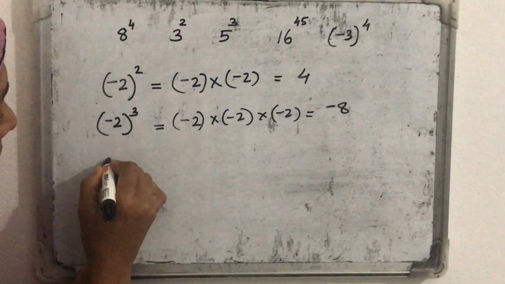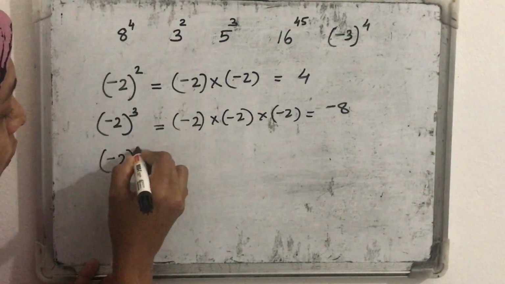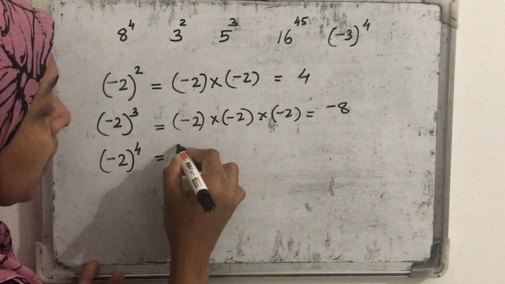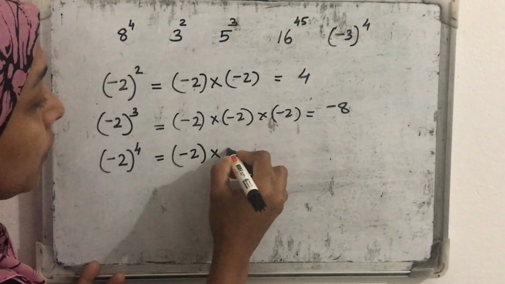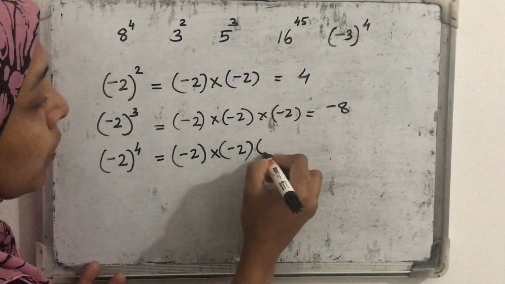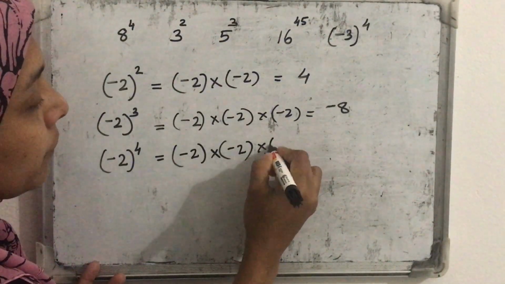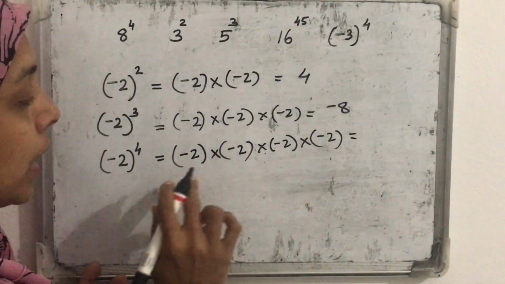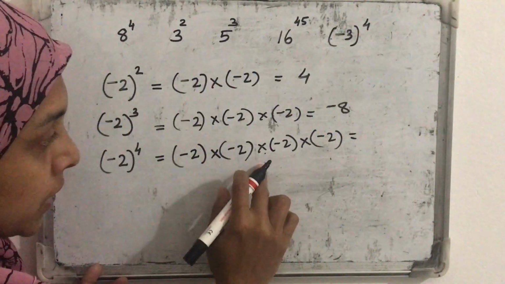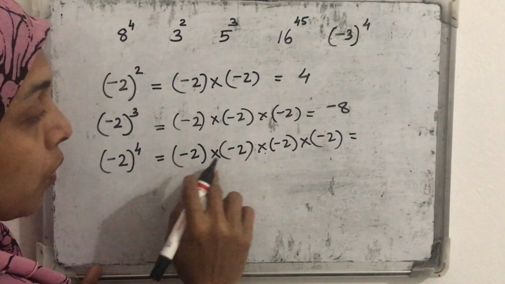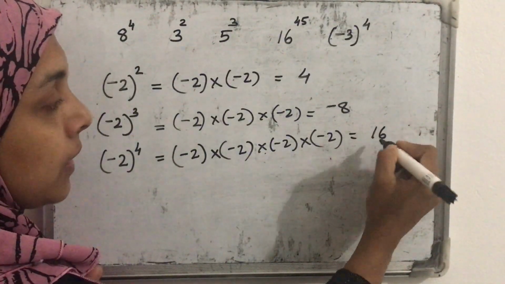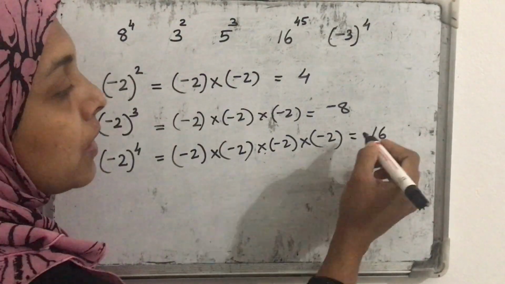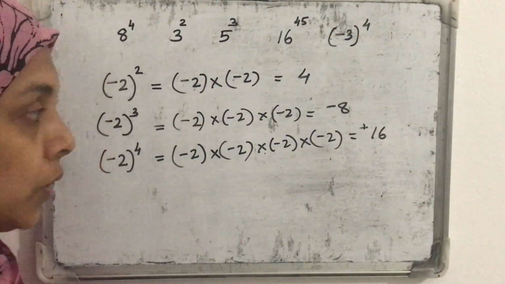Next, if the same base minus 2, if we take the power as 4, that time also what will be its value? Negative or positive? You can imagine that. Minus 2 into minus 2, how many times? 4 times. So its value will be 8 into 4, 16. How many negatives are there? 4 negatives are there. So its value will be positive.